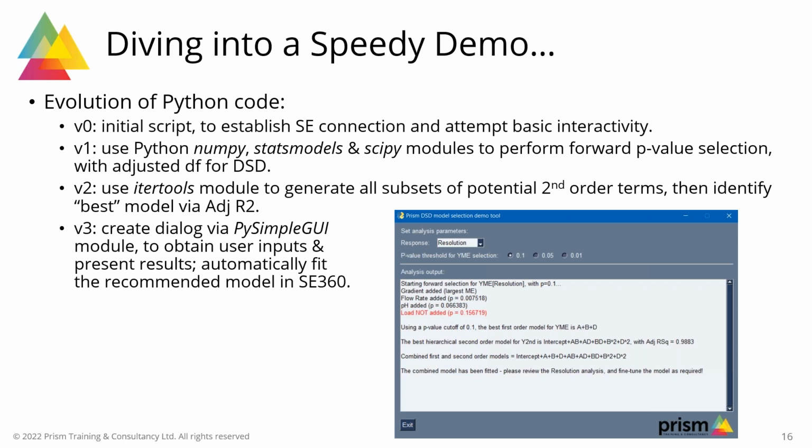I then moved on to my version 2 script, which is starting to think about the step 2 path analysis, generating all possible subsets of my second order terms, and then picking out the best model by the adjusted R-squared metric. And then finally, the cherry on top, can I make this a bit more user-friendly? Can I create a dialogue to help the user select their choices, show them results, and go back to Stat-Ease 360 and fit the best model to get people back into the environment that they're familiar with. And the good news is that I was able to do all of this.